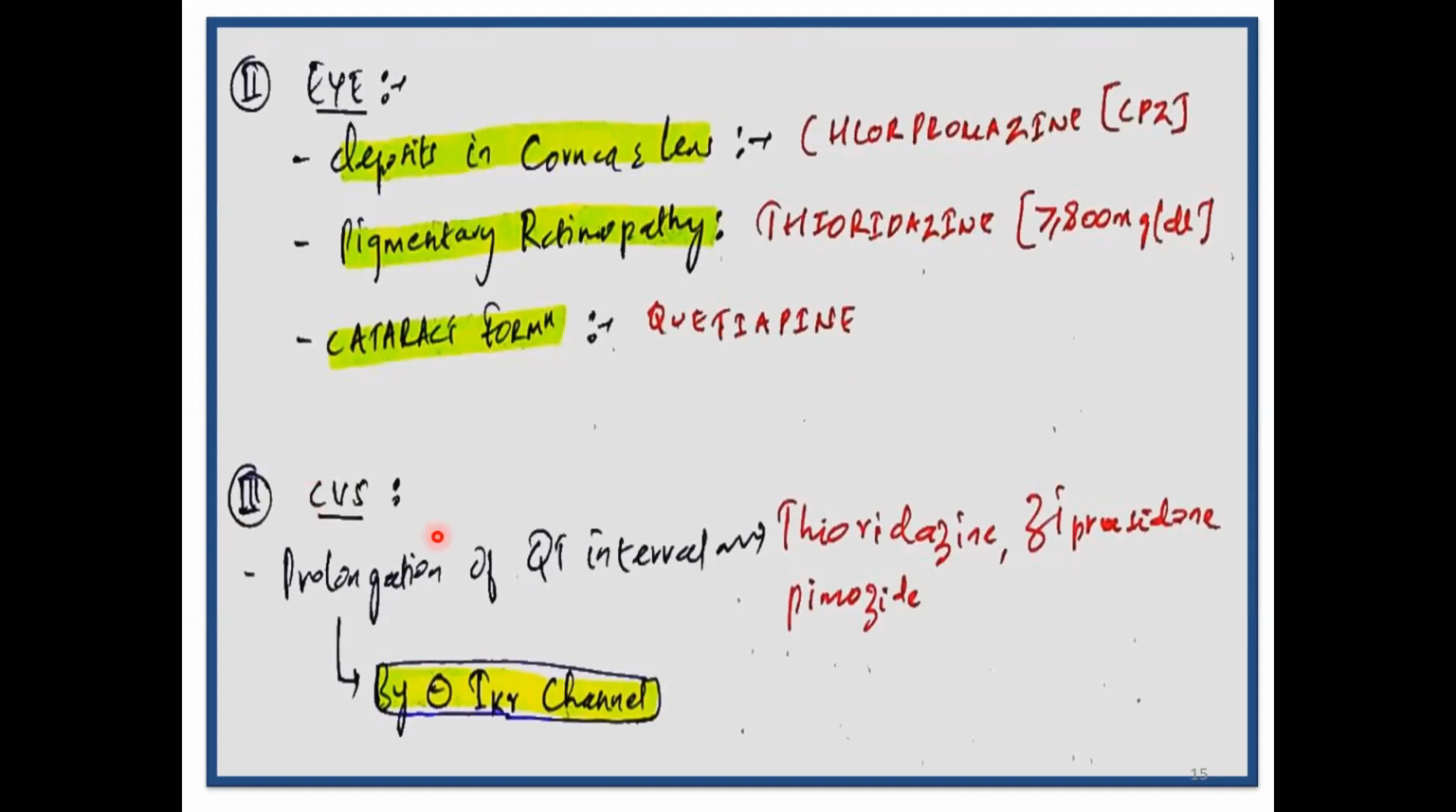In the cardiovascular system, there is a tendency to cause prolongation of the QT interval, and the mechanism is attributable to inhibiting the delayed inward rectifying potassium channel. The drugs which have the tendency of blocking this potassium channel and hence prolonging the QT interval are thioridazine, that is a low potency first generation antipsychotic, ziprasidone, and pimozide.